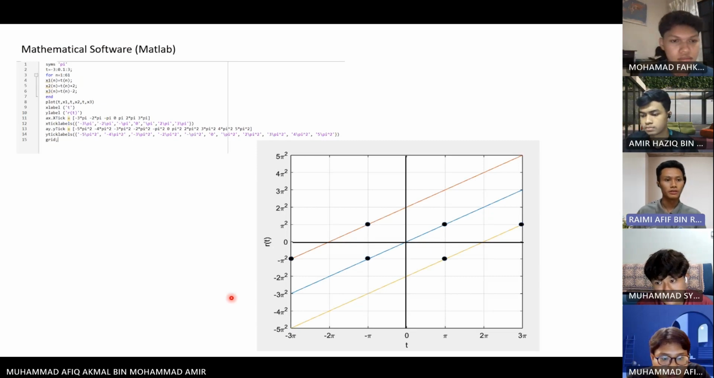Next, for the simulation software MATLAB, we used MATLAB to generate the waveform, and this is our graphical waveform using the MATLAB simulation software.